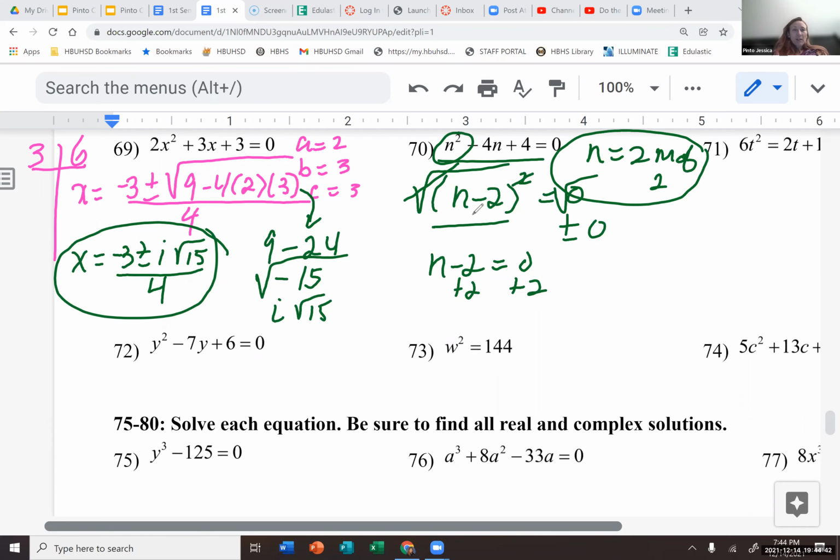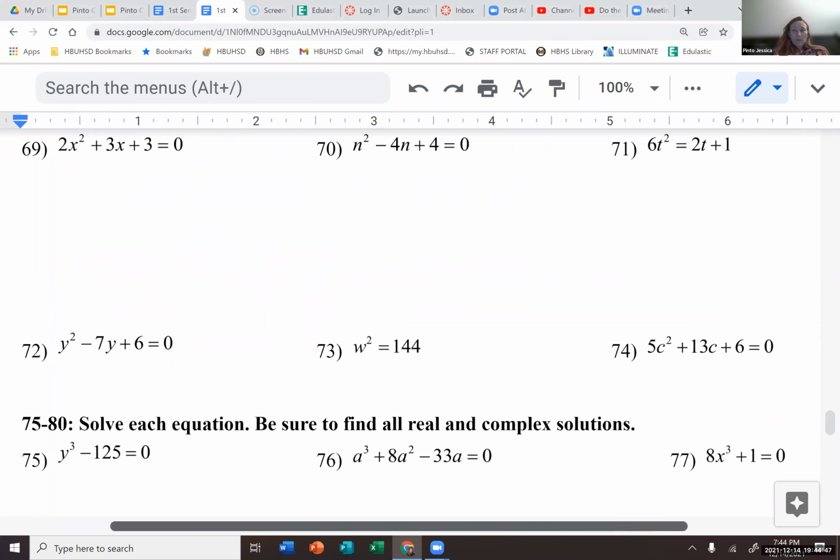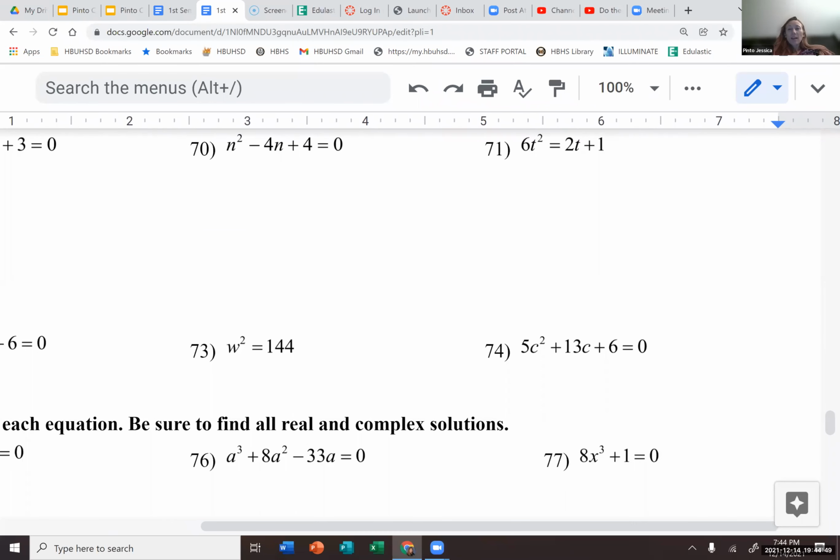All right, 71, much like the problem before where, which problem was it? The one right above it, it's not equal to 0. So I'm going to make this equal to 0 by subtracting 2t and 1 from both sides. Of course, we can't combine them with the 6t because they're not like terms. Like terms have the same exponent and variable. So these have the same variable, but they don't have the same exponent.